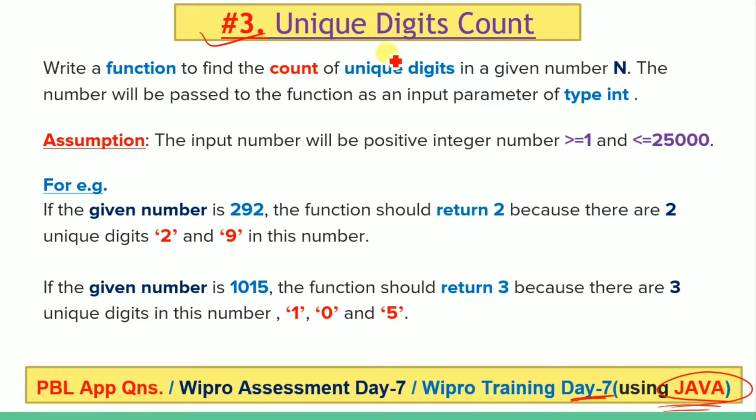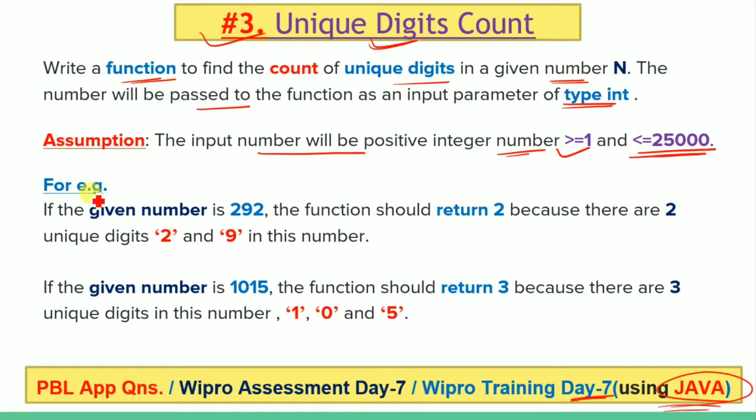So the question is unique digits count. Here we have to write a function that will find the count of unique digits in a given number n, and the number will be passed to the function as an input parameter of integer type. The assumption for this question is that the input number will be a positive integer greater than or equal to 1 and less than or equal to 25,000.